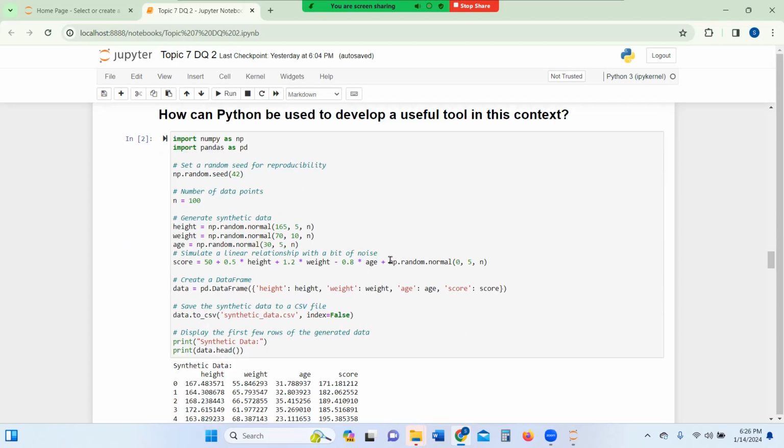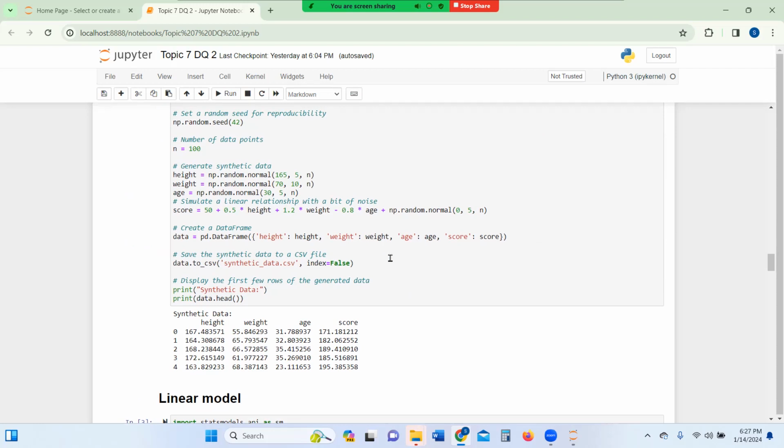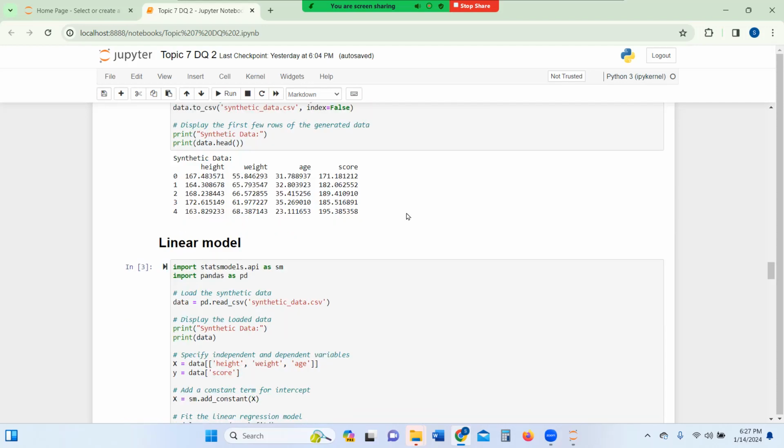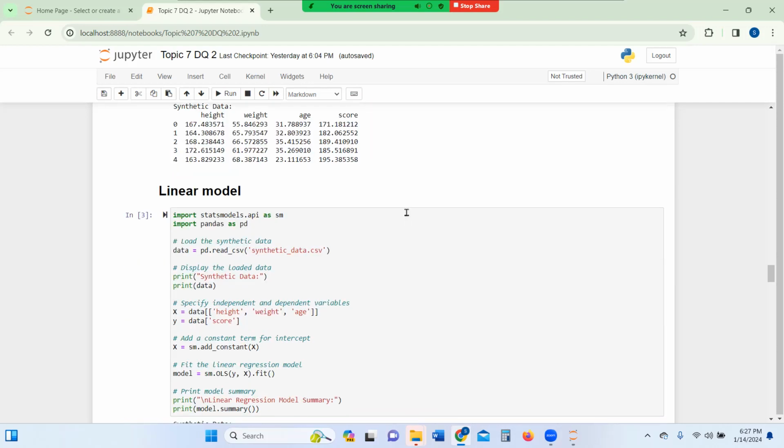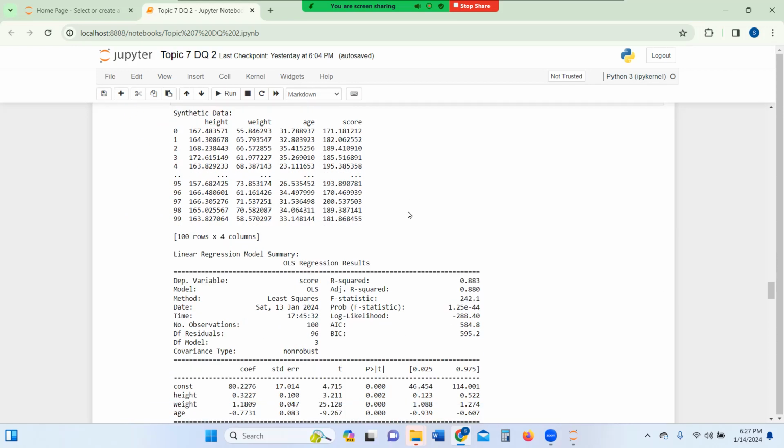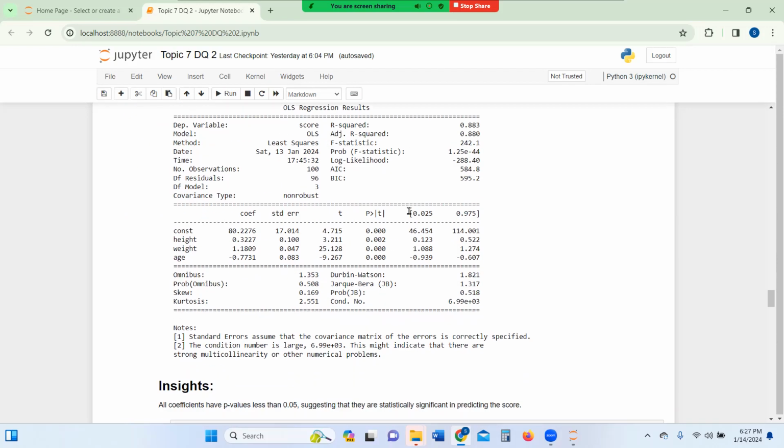Here I have the code in the Jupyter notebook, which shows the code for the linear regression, and the data are generated with a linear relationship between the variables, which are height, weight, and age, against scores. Now, this linear model summary provides information on how well the model fits the data and the coefficients of the independent variables.